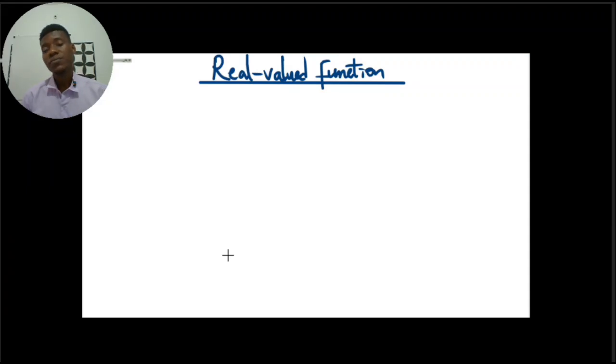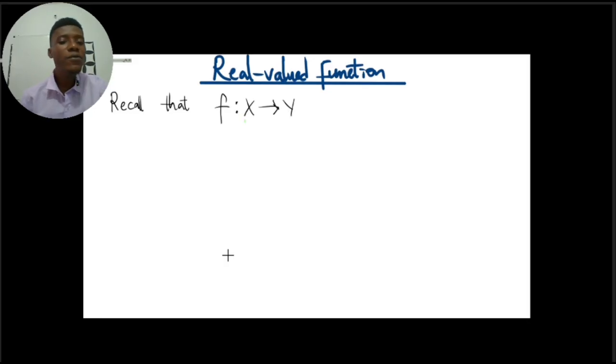Real valued function. When we say real valued function, what does it mean? Now, given that f is a function and there is a rule that guides the domain and the codomain of f. What is the domain of f? X. And what is the codomain of f? Y. Now, given a function f from X to Y, meaning that X is a set that contains some numbers, and Y is also a set that contains some numbers, but those numbers are generated by inputting X in that rule. What am I saying?